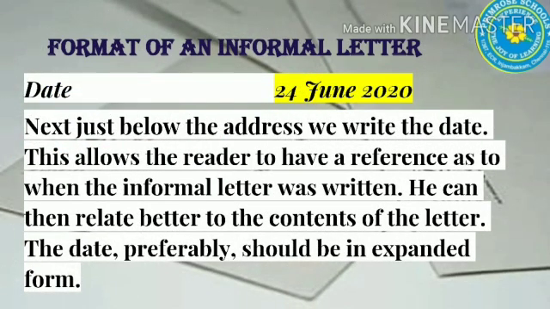Next, date. Just below the address, we write the date. This allows the reader to have a reference as to when the informal letter was written. He can then relate better to the contents of the letter. The date preferably should be in expanded form. Can you see the example there? 24 June 2020. So the day, the month in full form and the year.